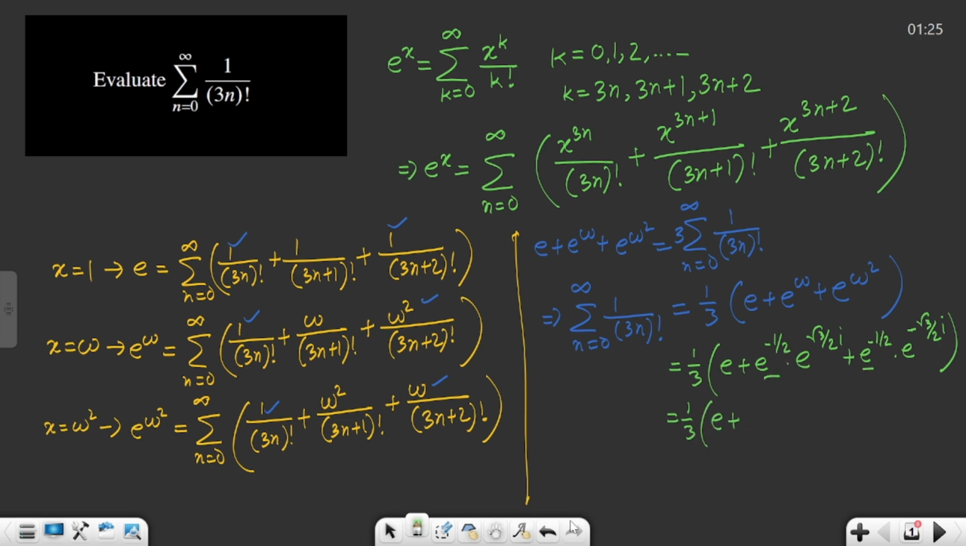Okay, now this is 1 by 3 into e plus, now this e to the power minus half is common for all, right? So e to the power minus half is equal to 1 by root e, right? This is actually 1 by root e. So we can take 1 by root e common. So here we will get e to the power root 3 by 2i plus e to the power minus root 3 by 2i. Okay. No problem.